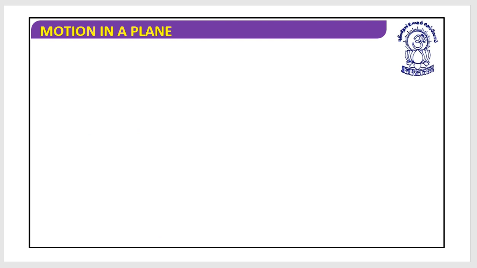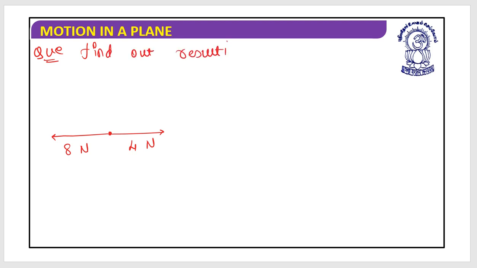What you need to do is find out the resulting vector. Always you need to find out the resulting vector. The situation is something like this: suppose on this point one of the forces is acting which is 4 Newton, another force is acting which is of 8 Newton. So what they ask is, find out the resulting vector's magnitude.